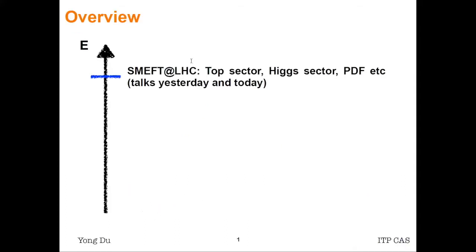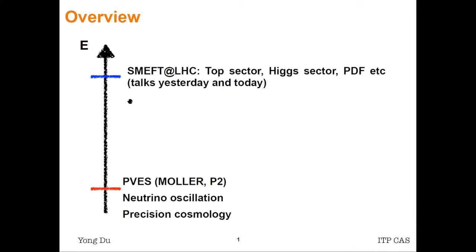To start, we have heard many talks today and yesterday on the connection between SMEFT and the LHC. So tonight, I would like to move your eyes slightly to a lower energy regime, where we also have various precision experiments like parity violating electron scattering experiments, neutrino oscillation experiments, and precision cosmology, etc. Tonight, I would like to focus on these two kinds of low energy experiments.